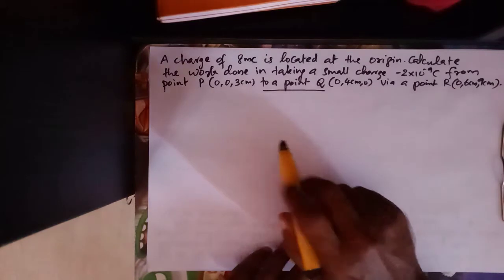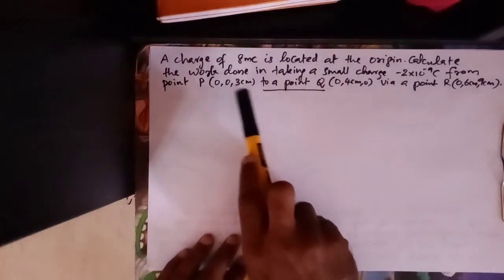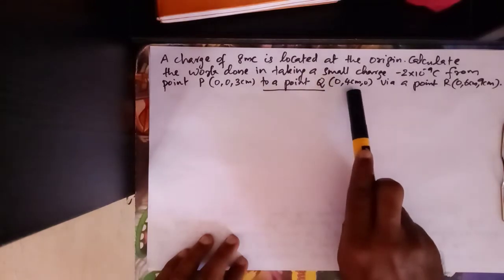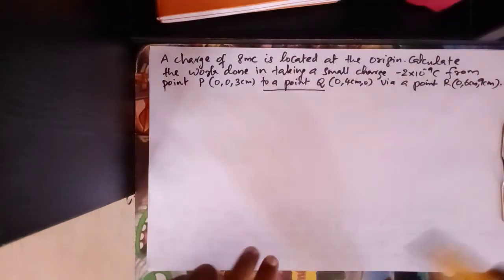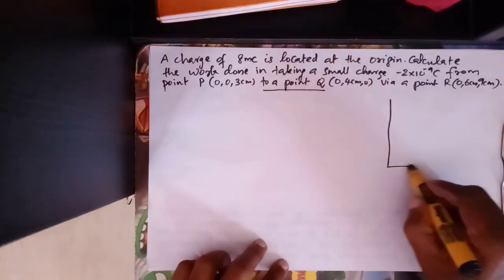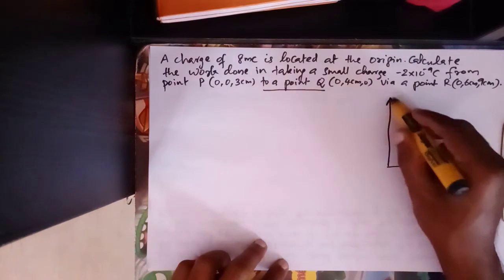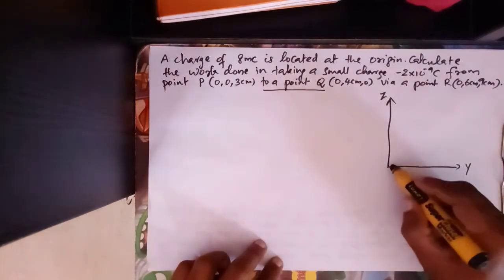So we have a coordinate system, x, y, z. This is the z coordinate, and this is the y coordinate. So we need a y and z axis, and we can draw the diagram like this. I just use this as the y axis and this as the z axis. Okay, now this is the origin.